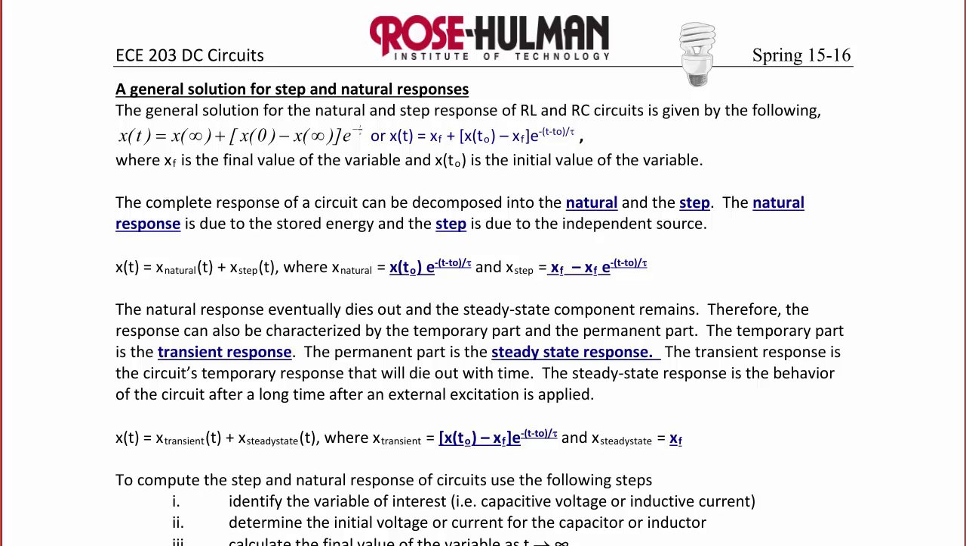So another way of describing x of t is the sum of the transient and the steady state response, where the transient would be x of t naught minus xf times e to the negative t minus t naught over tau, and the steady state response would simply be xf.